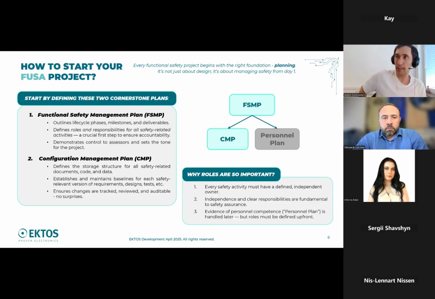Okay, how to start your project? If you need functional safety in your project, you have to start at least from these two documents, which are called the Functional Safety Management Plan and the Configuration Management Plan. The Functional Safety Management Plan establishes a process, in a descriptive way: what you want to do, what the sequence is, what the actions are, what the output is, and what documents you have to produce during the entire life cycle to be compliant with functional safety.